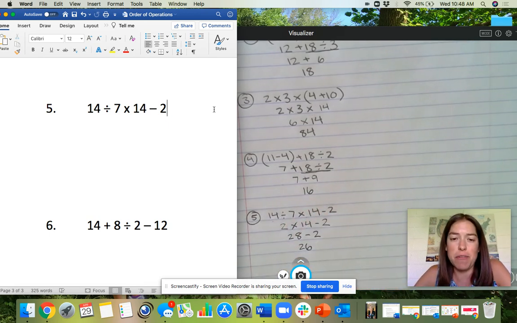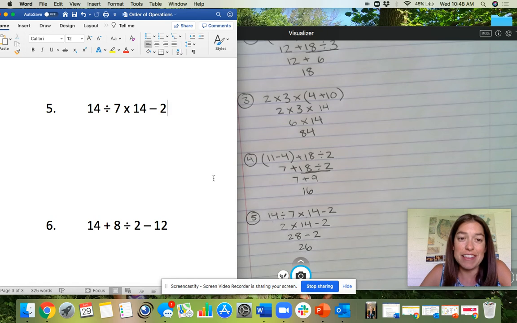All right, and now we all have a perfect answer for question number 5. This one was a little trickier because I had both division and multiplication, but that's okay. I just go from left to right with multiplication and division because they are on the same level of order of operations. All right, question number 6.